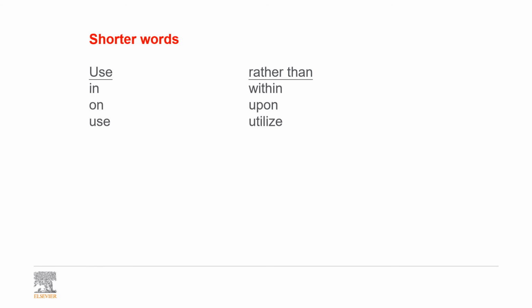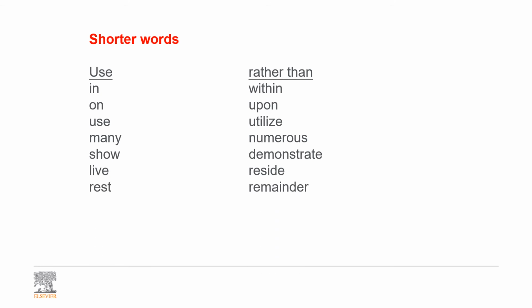Utilize shouldn't be used. It's use. Why use numerous when you can say many? Demonstrate when you can show. Reside when you can use live. Remainder, just use rest. Voluminous, big, large. Why say endeavour when you can try? These are good examples of polysyllabic words which you don't need.